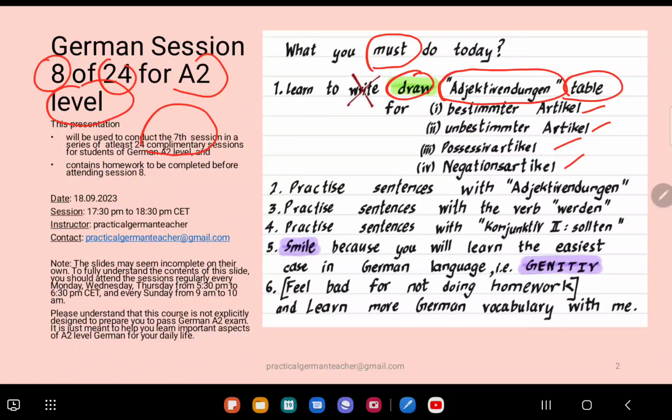The reason I have written "write" and crossed it out is because I mean it. You don't have to write it, you can draw it. How do you draw it? We'll have a look at it.